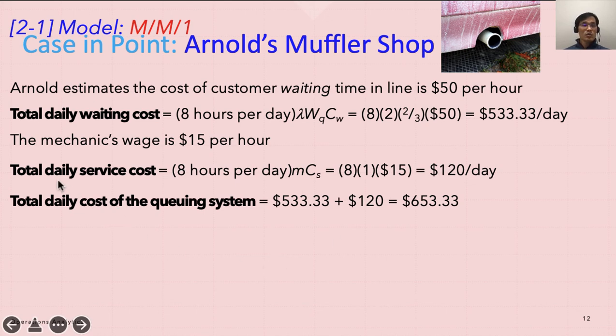And the second thing is total daily service cost. And we learned that the mechanic's wage is only $15 per hour. That's too low, but let's use that. And that's 8 hours per day times the number of channels. We have only one channel, and CS is $15. It's given there. If you calculate that, $120 per day you are paying the mechanic. And if you add them up together, then 533 plus 120 gives you $653.33. That's your total daily cost of the queuing system, which includes waiting cost and service cost together.